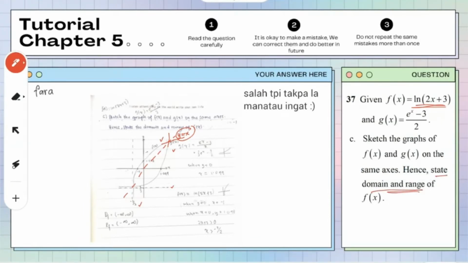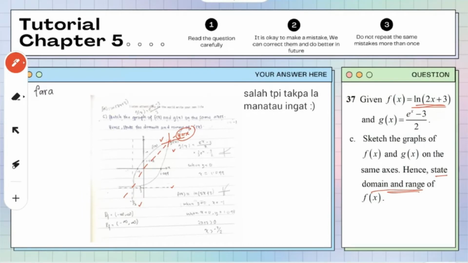So domain dengan range akan ada satu markah lah sebenarnya. Either satu ataupun dua markah. Graph akan ada 3 markah ataupun 4. Ini saya tak sure pula dia punya markah macam mana. Tapi kalau contohlah markah ada 3, so Farah akan dapat 2 lah untuk graph. Tapi untuk domain dengan range, okay.